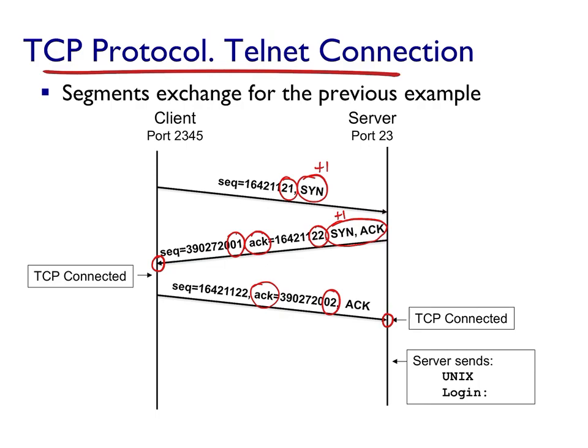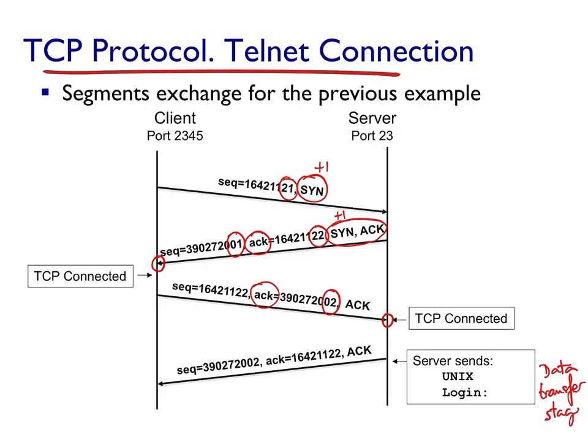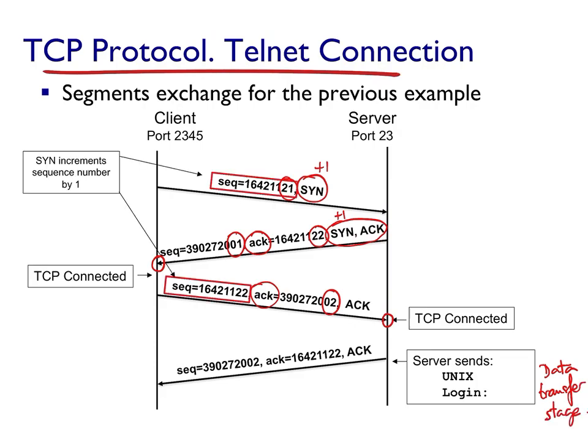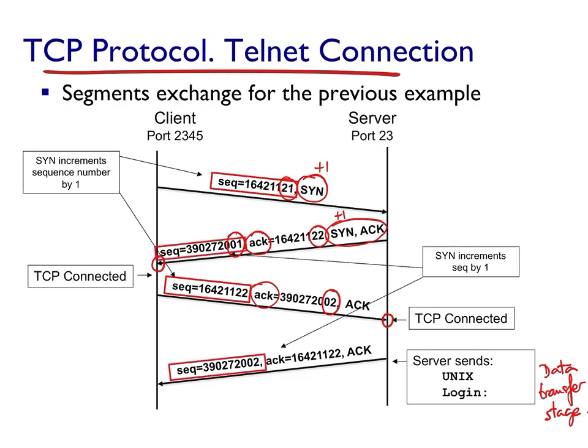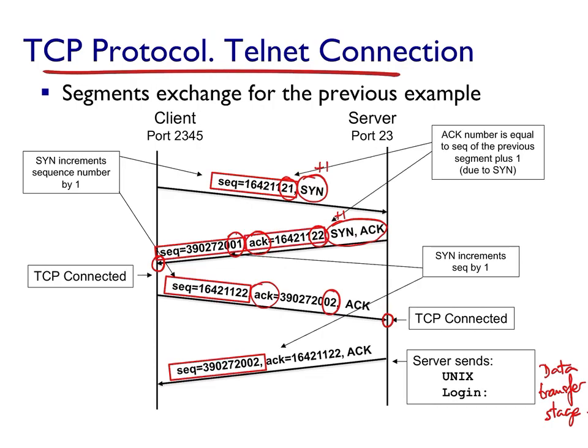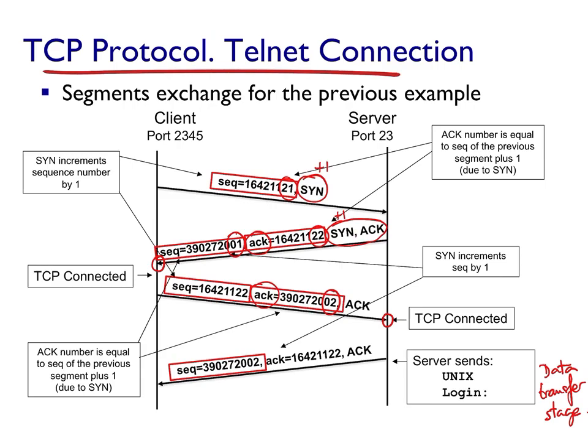It ends on 02. And finally, the 4 messages sent from the server to the client, and this is the data transfer stage. So the SYN increments the sequence number by 1, as I told you. Again here, and the ACK is also increased by 1. Okay, so I suggest you do the exercise on your own.